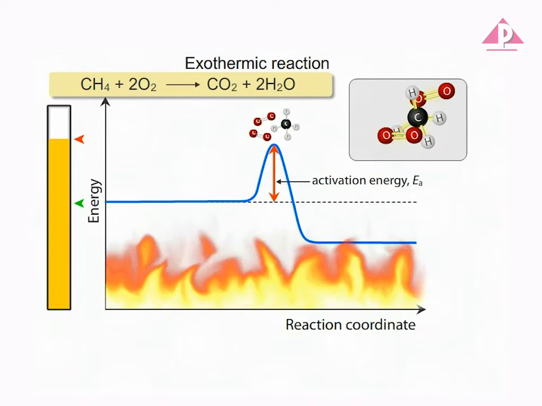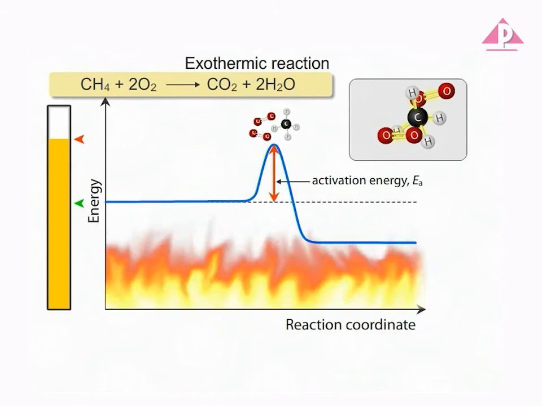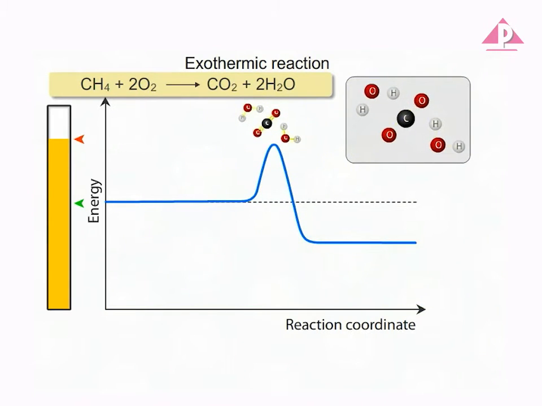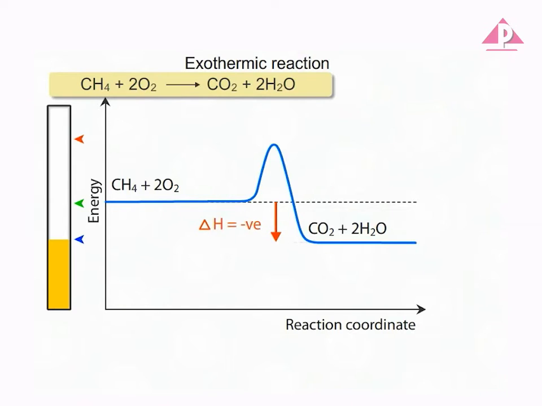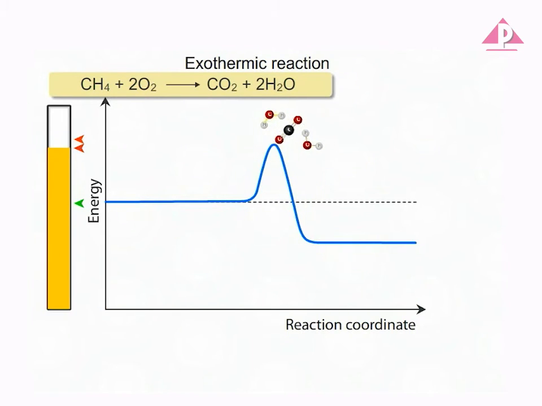The energy difference between reactants and the transition state is the activation energy. At this point, bonds break and new bonds form. If it is an exothermic reaction, energy of the products, that is, carbon dioxide and water, is less than the energy of the reactants. The energy released supplies the activation energy for other molecules to react.